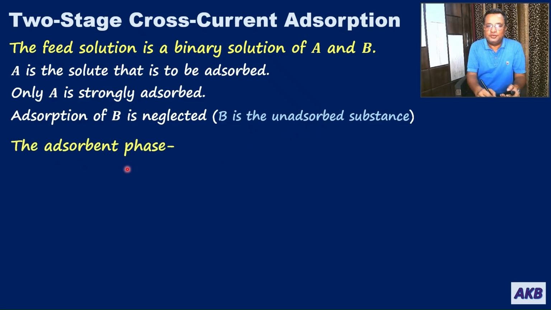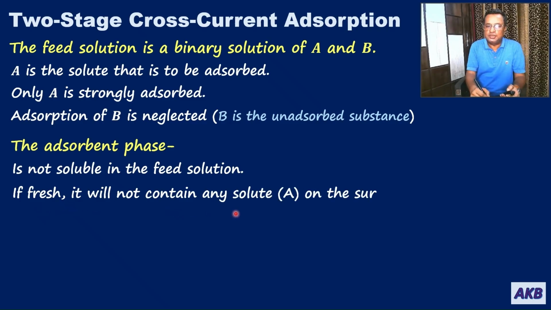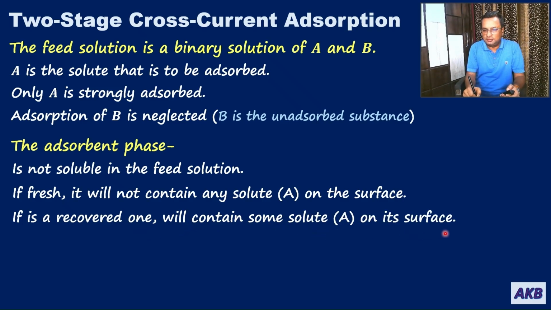The adsorbent phase that is being used is not soluble in the feed solution. This is the important requirement. The adsorbent phase should not be soluble in the feed solution. If you are using fresh adsorbent, then it will not contain any solute on its surface. Solute in this case is the component E. If you are using a recovered adsorbent phase, then it will contain some solute on its surface.